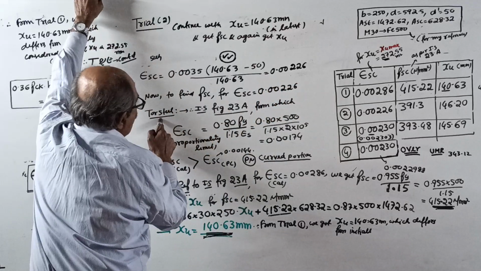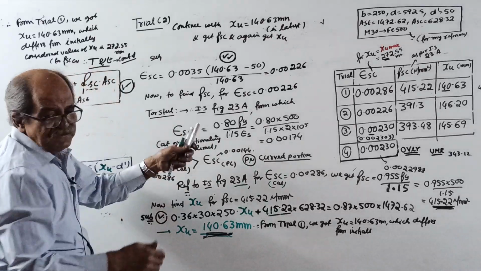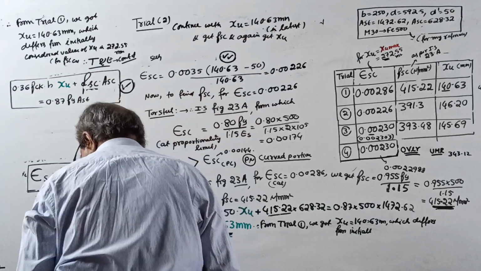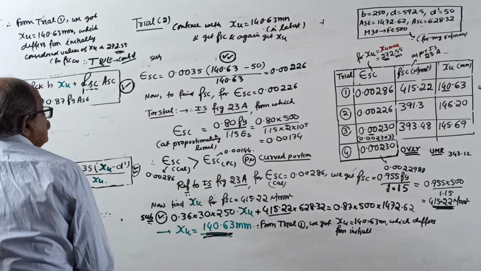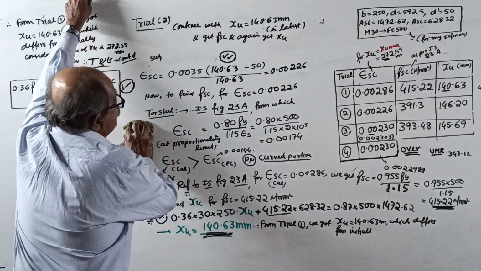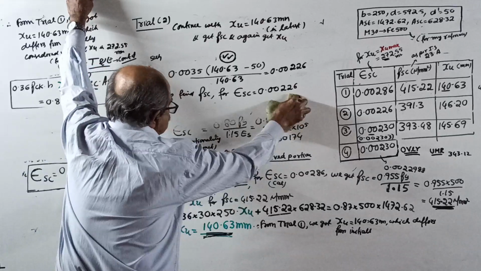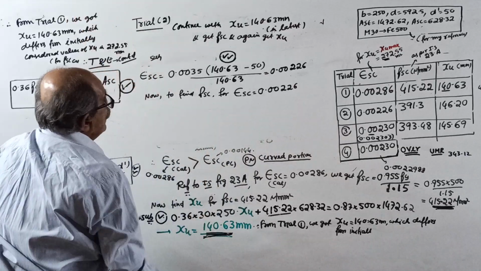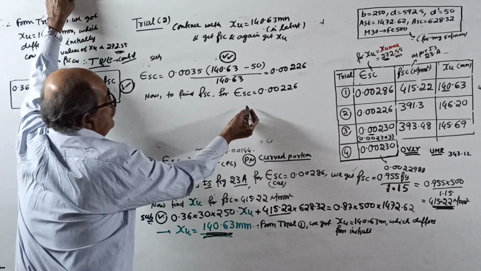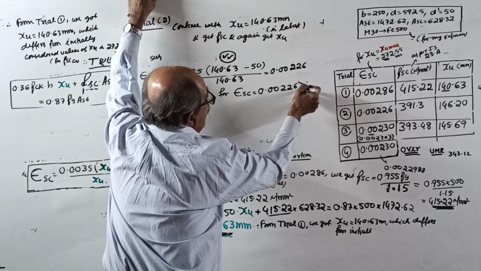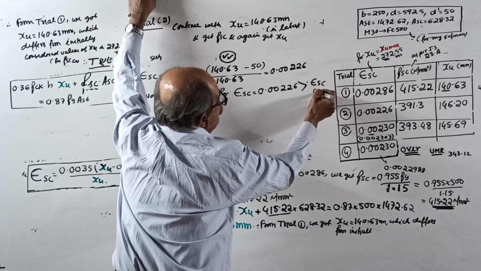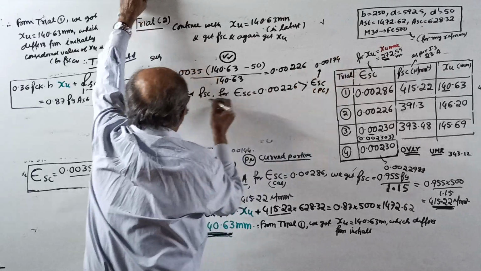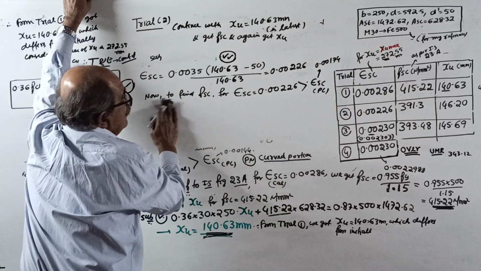Now to find fsc for epsilon sc equal to 0.00226, Tor steel. Actually now statements are not required. Only once you write the statement. Second time, third time, don't waste time writing epsilon like that. Now it's right. This is removed directly. Now epsilon sc is more than epsilon sc PL. How much is PL? 0.00174.